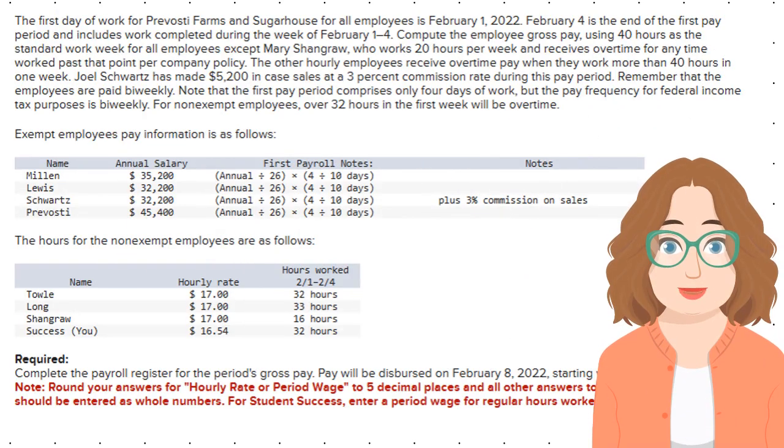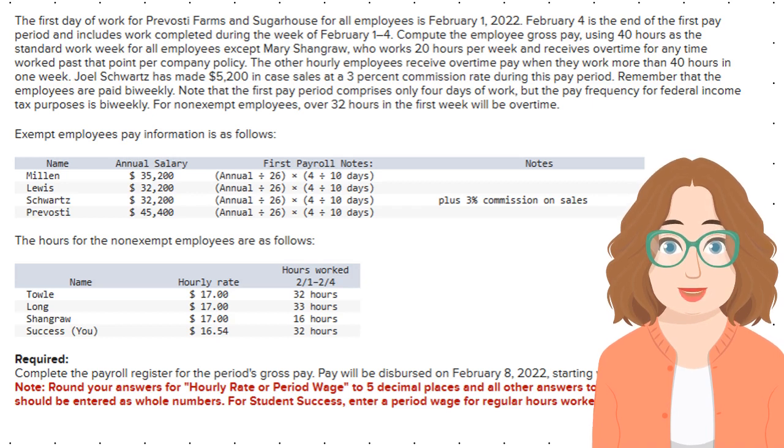Let's look at the rest of the information for this case. The first day of work for Pravashti Farms and Sugar House for all employees is February 1, 2022. February 4th is the end of the first pay period and includes work completed during the week of February 1st to 4. Compute the employee gross pay using 40 hours as the standard work week for all employees except Mary Shangra, who works 20 hours per week and receives overtime for any time worked past that point per company policy. The other hourly employees receive overtime pay when they work more than 40 hours in 1 week. Joel Schwartz has made $5,200 in case sales, at a 3% commission rate during this pay period.